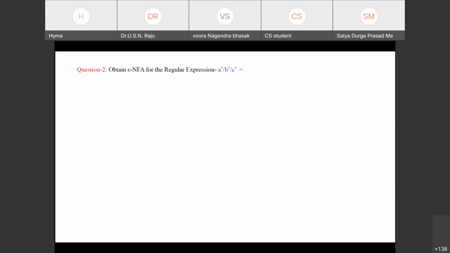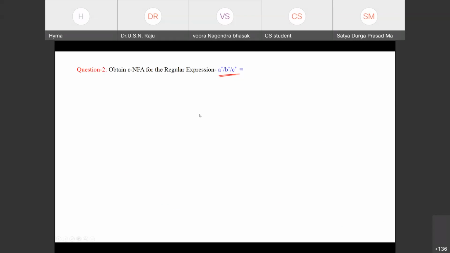Okay, now please all of you try this: A star, B star, C star. I'll give 5 minutes. Just practice it one time. Just 2 minutes you try, otherwise I'll give the solution and we'll go to the next topic.